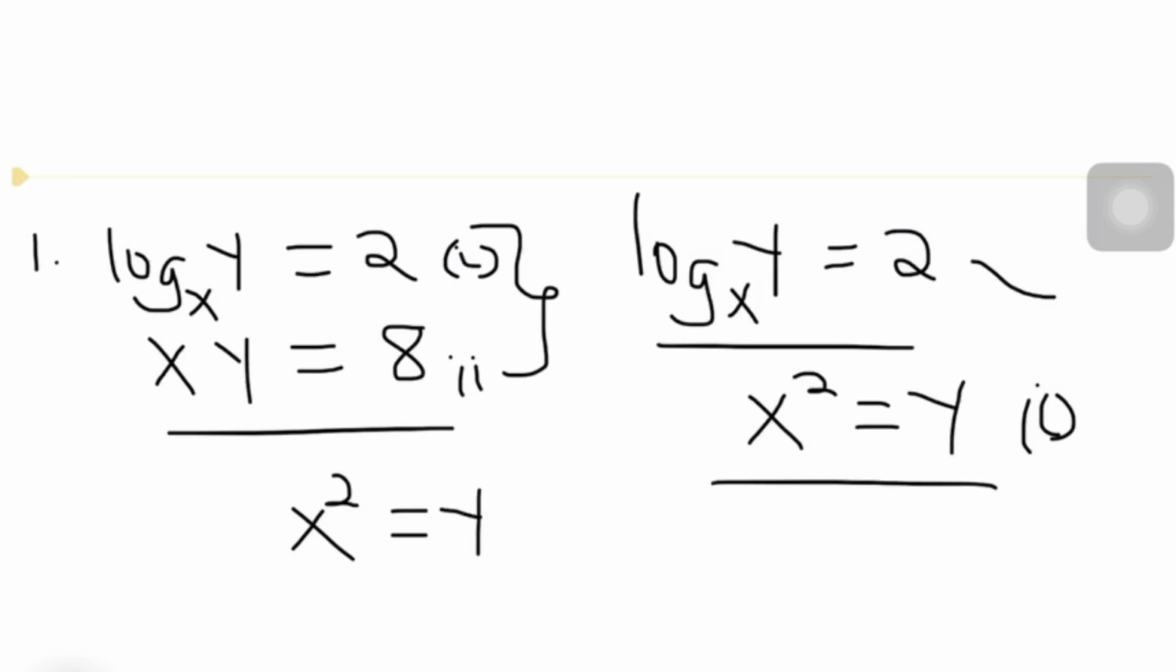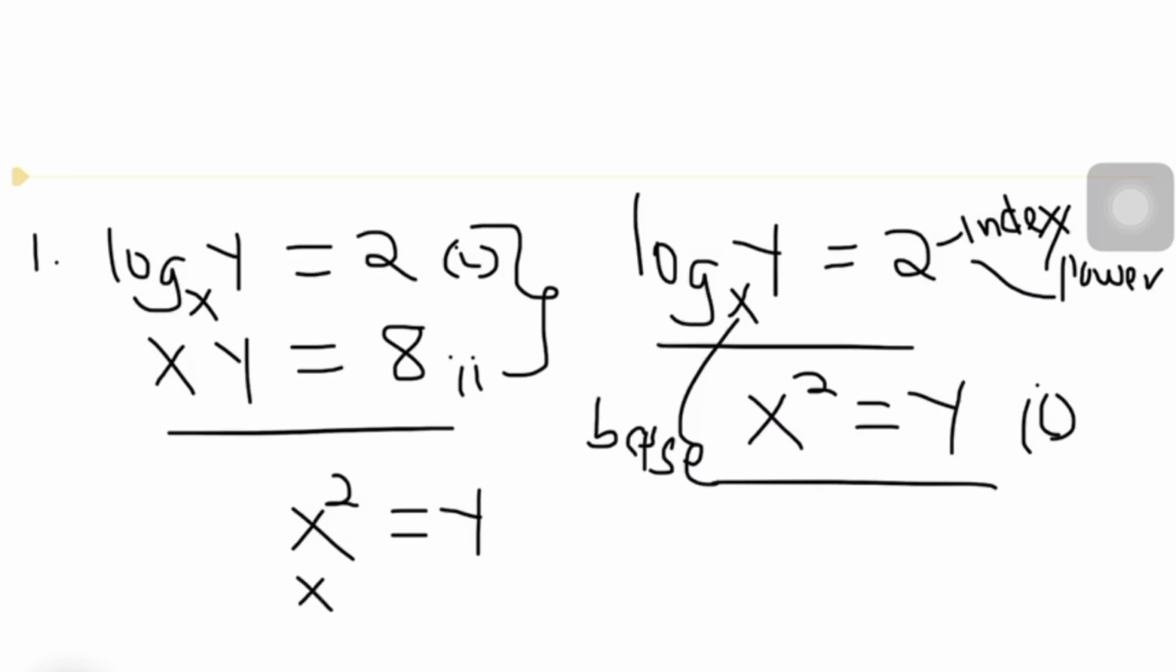And this one, basically, we normally take the base, which is that one, and the index, which is the same as your power. So you'll have the base and the power. So it's x power 2, then it's equal to y. So from there we got our first equation, and then now we have our second equation, which is xy is equal to 8.